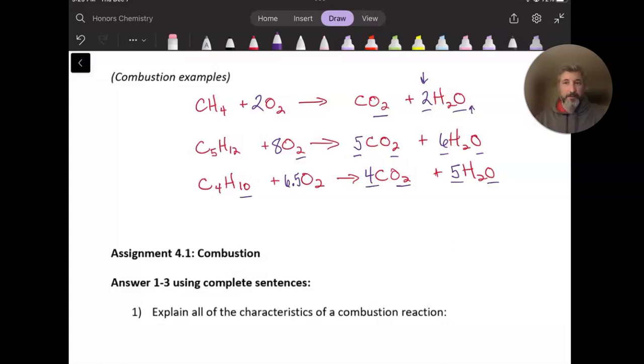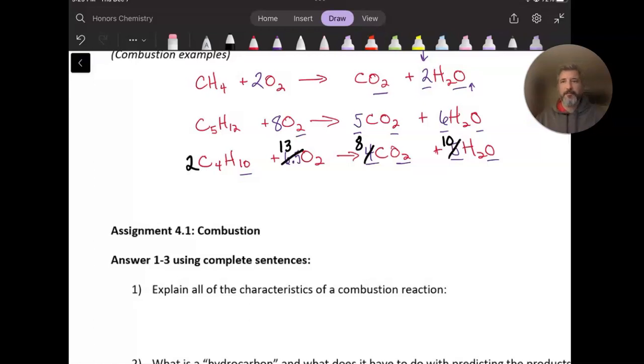So the only thing to do at this point is if we go ahead and double that 6.5, that's going to give us the whole number 13. And I can do that as long as I go ahead and double everything else as well. Okay, so for example, if 6.5 is going to become 13, that means 1 has to become 2. So I put a 2 out in front of the C4H10. The 4 becomes 8, and the 5, of course, becomes 10. And there we go, we're all balanced. And of course, even though everything has a coefficient, it can't be reduced because we got that 13 in there.